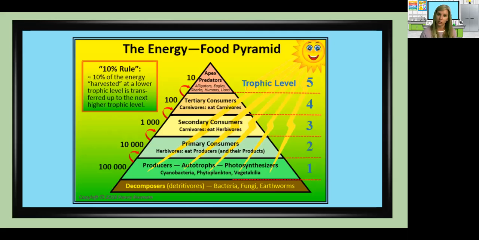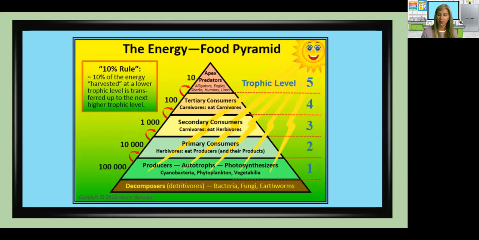Then we have our tertiary consumers. That's some of our higher level predators. Those guys are meat eaters only. They're not going to go and graze down onto the producers. So our secondary consumers can be carnivores or omnivores. Our tertiary consumers are carnivores.